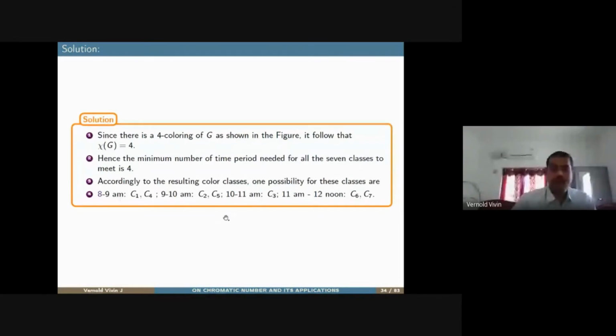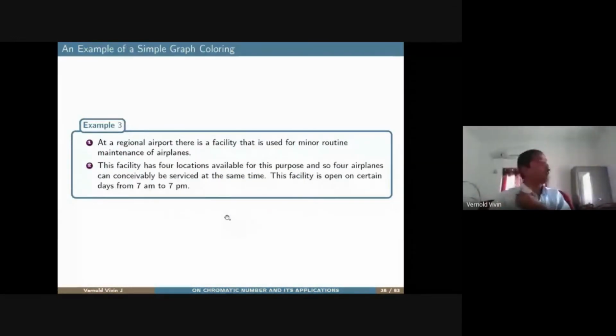Similarly, I have one more application also. I think almost an hour has been crossed, so I will just state the problem and move on with the slides. At a regional airport, there is a facility that is used for minor routine maintenance of aeroplanes. This is also a beautiful example. Here we are going to see the time as well as the work equally distributed to all the workstations, because here in this example the time schedule is from 7 a.m. to 7 p.m. and we are going to service some aeroplanes.